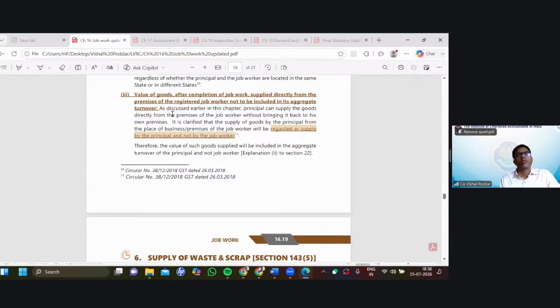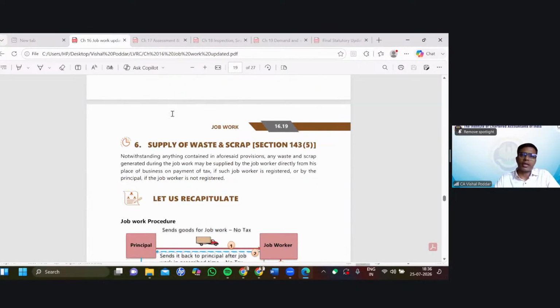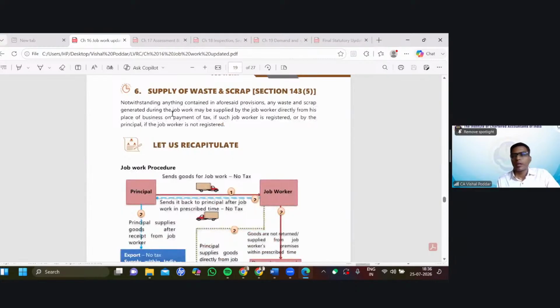Whatever is the value of these goods, the finished goods, obviously these are not the finished goods of the job worker. So they cannot be treated as part of turnover of the job worker. It is always, by default and logically, the turnover of the supplier. That is the principal and not the job worker.